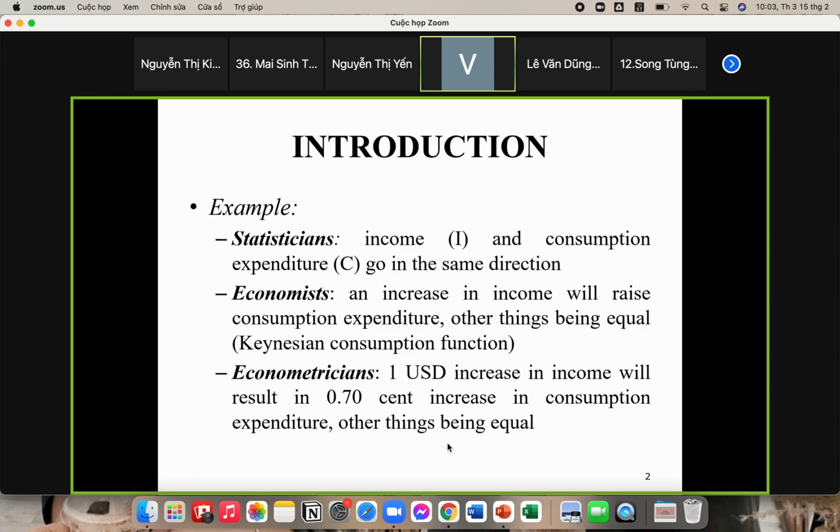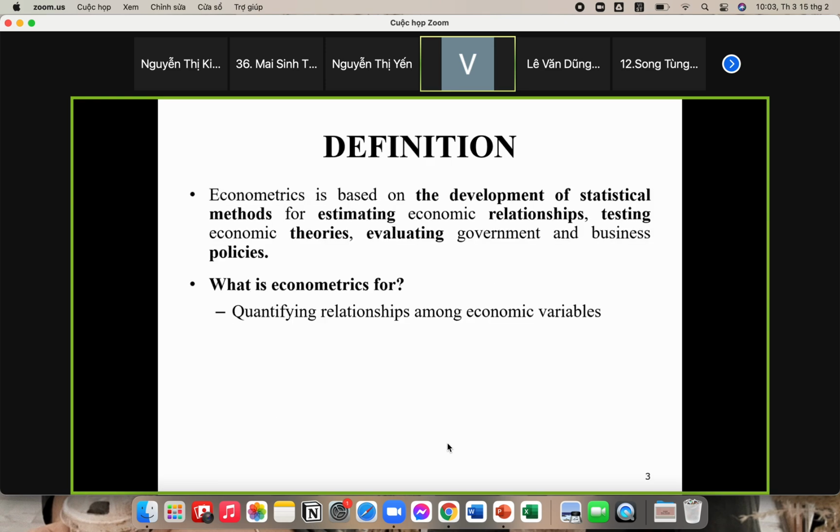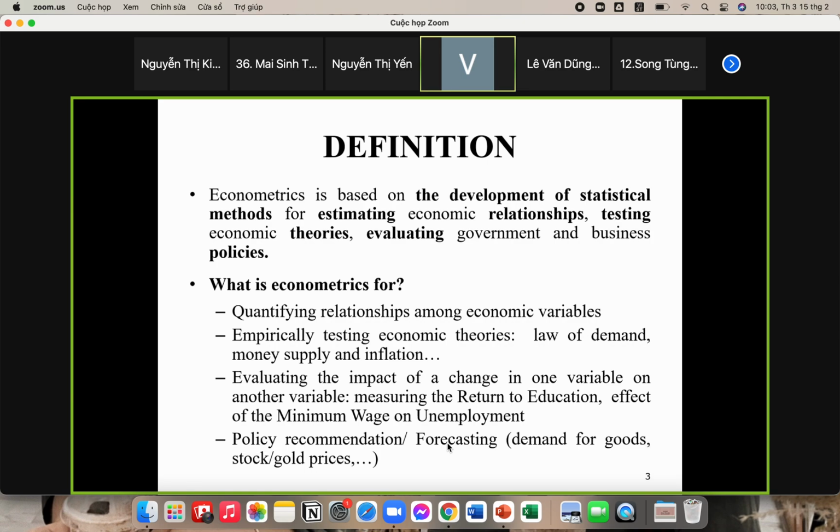So this is the definition of econometrics. The definition here is very general. Econometrics is based on the development of statistical methods for estimating economic relationships, testing economic theories, and evaluating government and business policies. You can see that econometrics is based on the development of statistical methods. That's why last time I asked you to review some methods for testing hypotheses or for estimating some indicators you already studied in statistics.